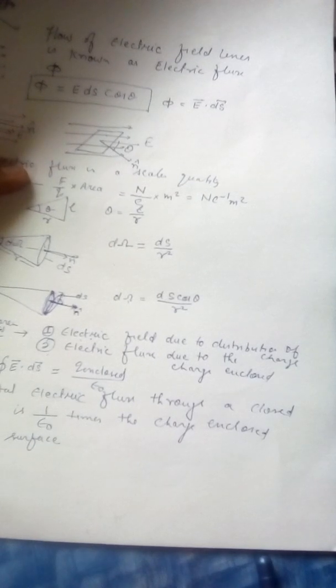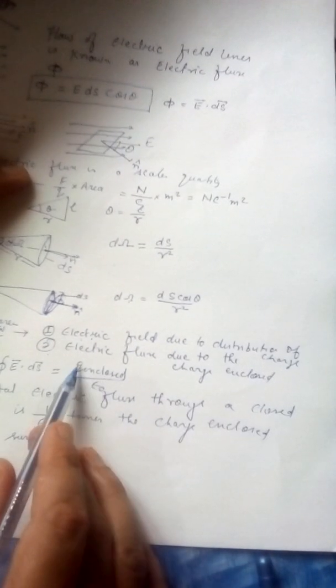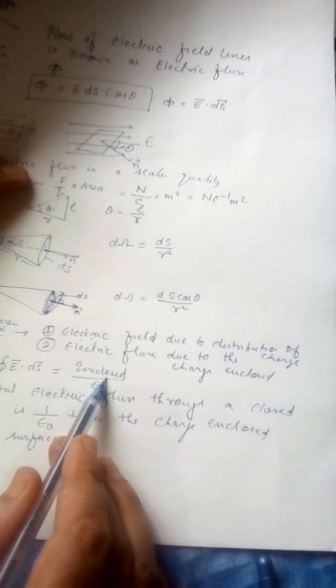Second, this Q enclosed is the charge enclosed by the closed surface. If there is no charge enclosed by the closed surface, then the flux will be zero.